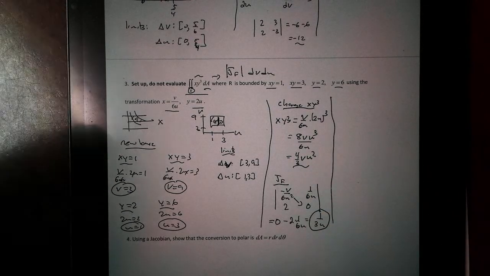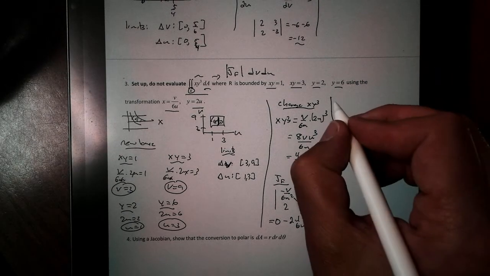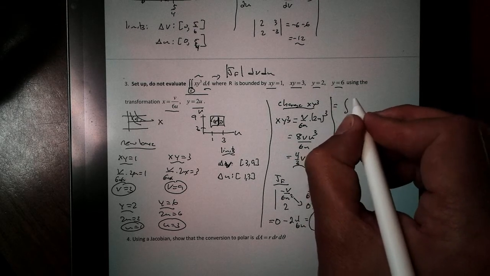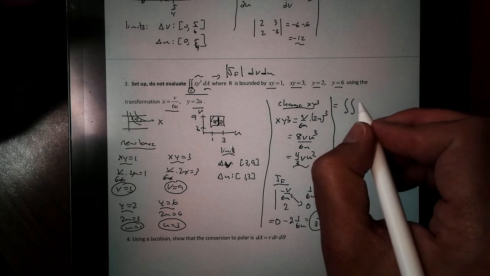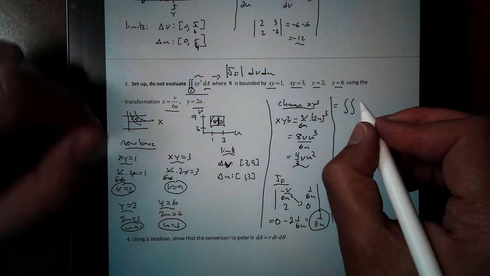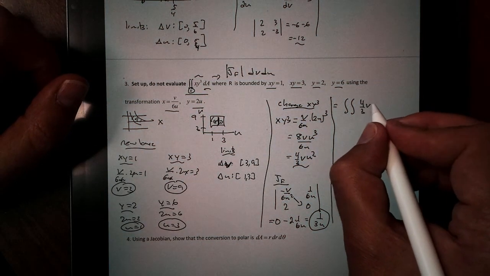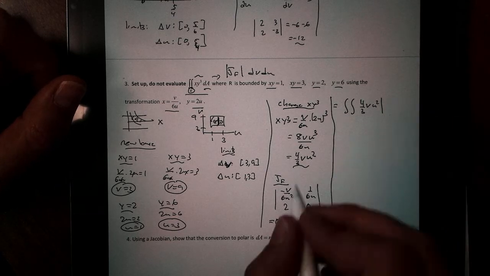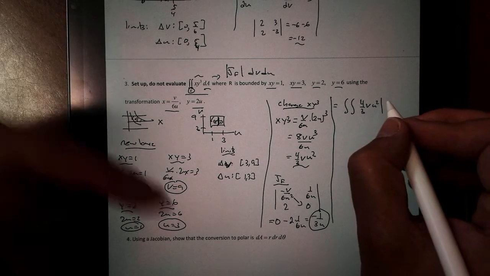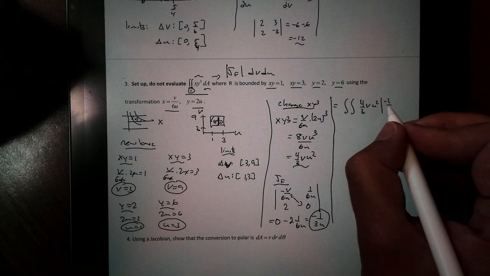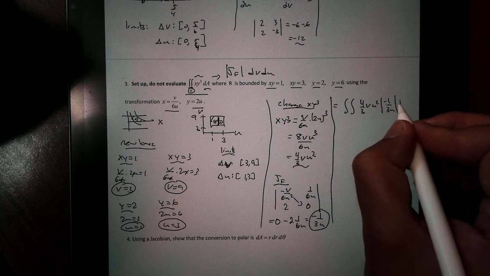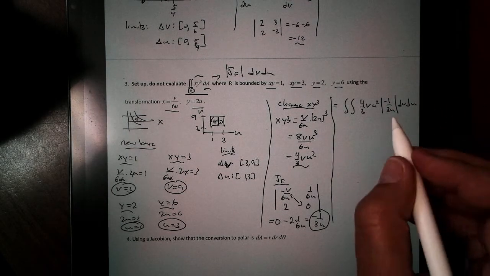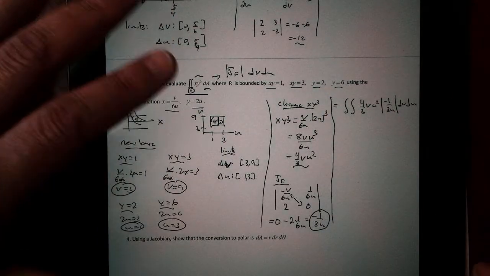And now I'm ready to write my new integral. My volume is going to equal, I didn't leave myself too much room unfortunately, my function 4/3 v u squared times my Jacobian, which is this. This should have been a negative, but it doesn't matter, it's going to become positive anyways, but I want to be careful. And then dv du. There's my entire new integral.